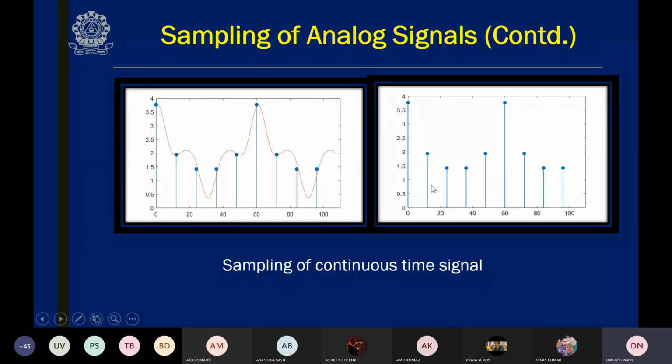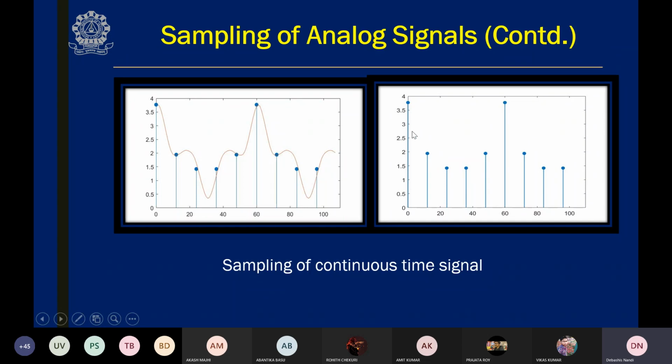For example, nearest neighbor interpolation, then bilinear, linear interpolation, Lagrange interpolation, Newton interpolation. So we have different types of interpolation by which we can find out the signal at any time instant if we have these sample values. That means it is possible to get an analog approximation of this signal.